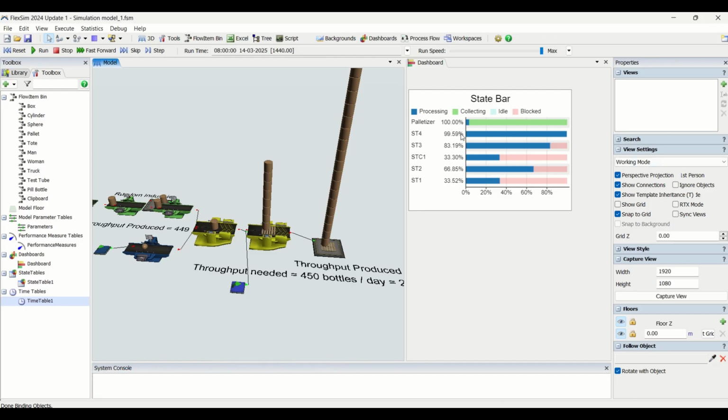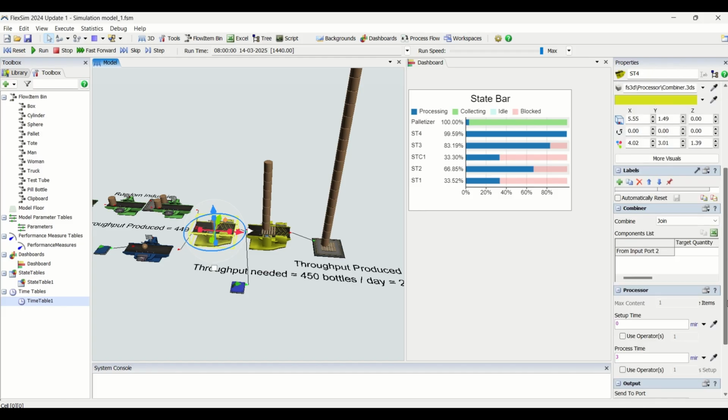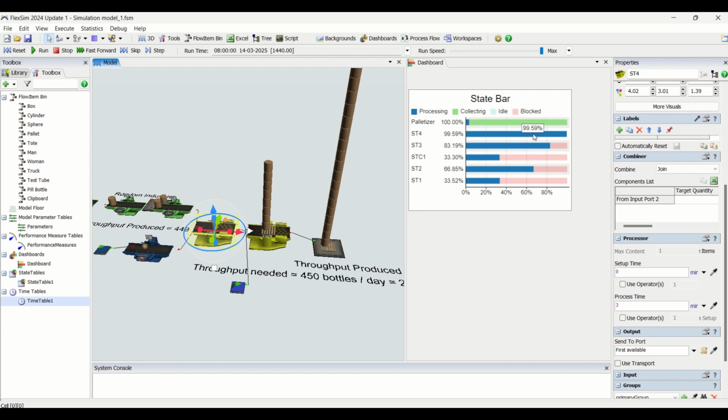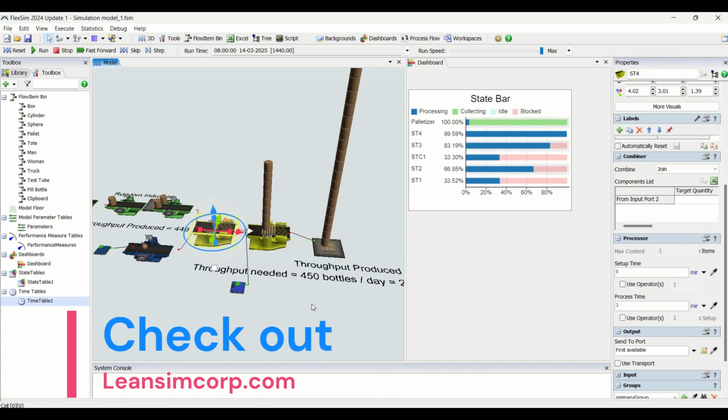But if you see that ST4, which is a combining station where we combine the cap and bottle, is now a bottleneck for our system. But as we are able to get our throughput out, it's not a big deal. Now, in the next video, we are going to identify the minimum buffer required and what we need to do to get a targeted demand of 675 bottles per day.